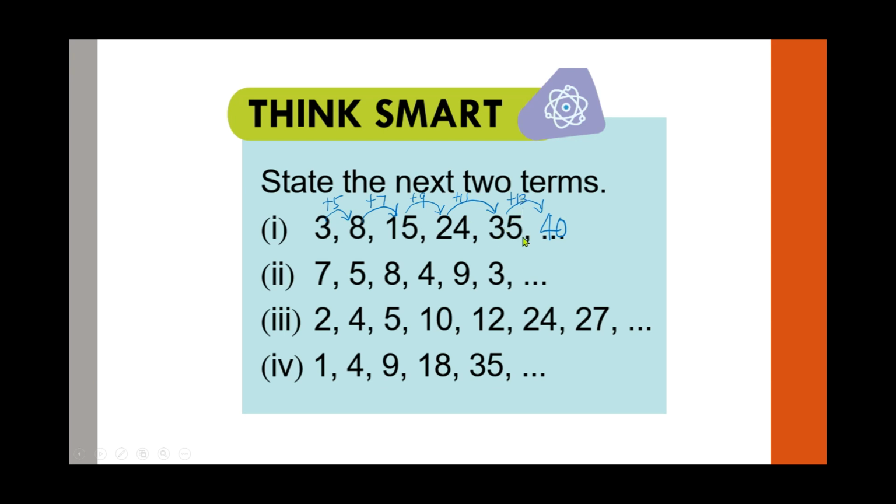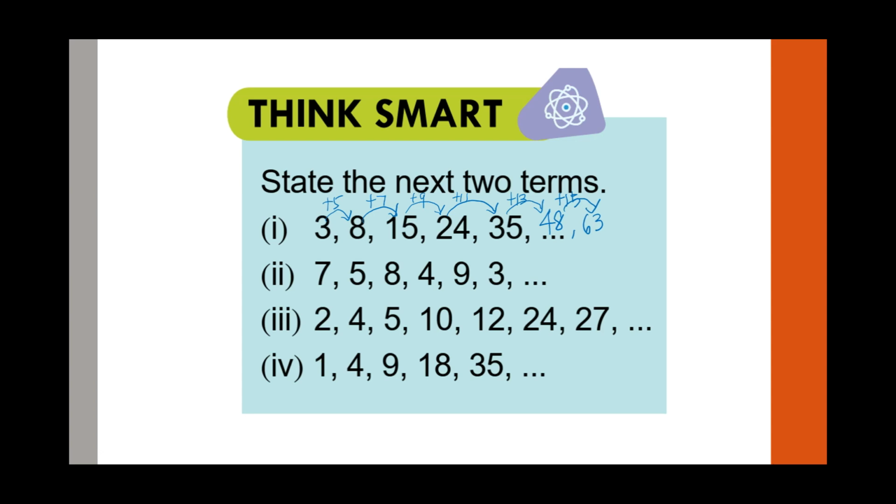So how much is 35 plus 13? 48. Very good. That's the next one. What about the next one after 48? How much do we have to add on? 15. Yes, 15. So what is the next number? 63, right? Okay, that is how you determine the two terms. So the rest of the sequences here, 2, 3, and 4, you go and try out on your own. So I have to move on.